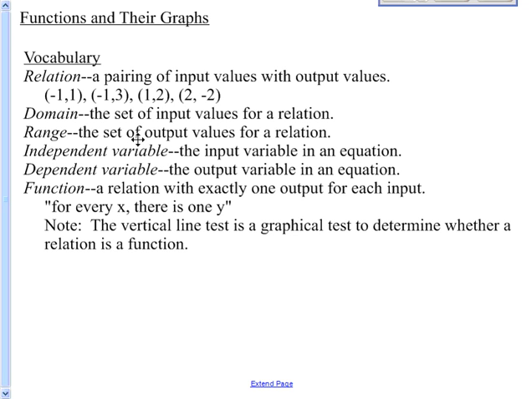We're going to talk about functions and their graphs today, and more specifically, our objectives are going to be to represent some relations and functions, and to graph and evaluate some linear functions, including a little bit of function notation.